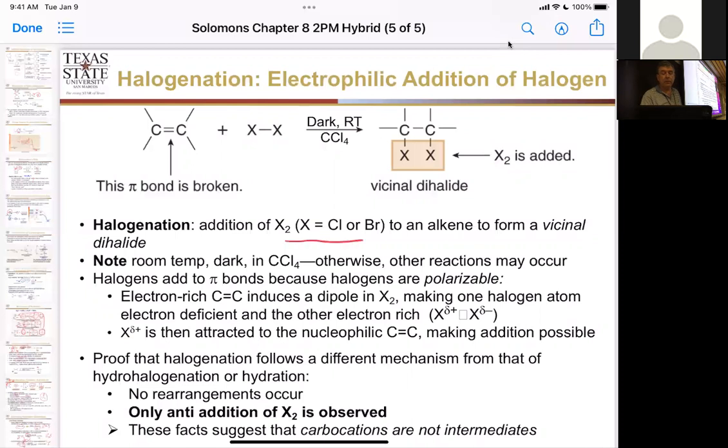As it turns out, we're only going to be using bromine and chlorine. Iodine is an endothermic reaction and doesn't work. They just fall off. And fluorine is so reactive it blows up. So you're only going to see me use chlorine and bromine in this class.